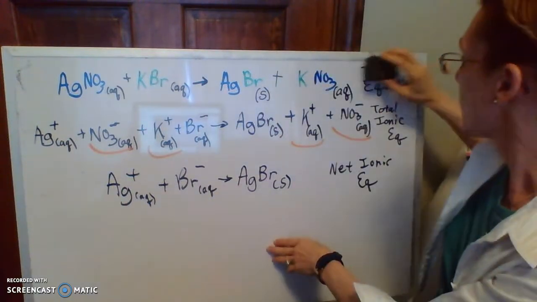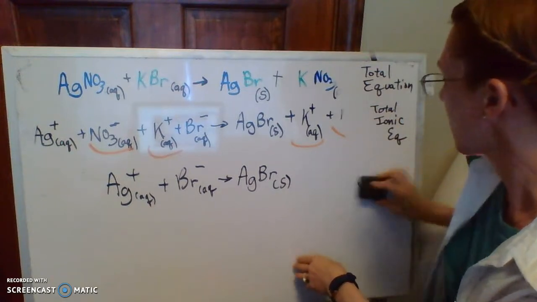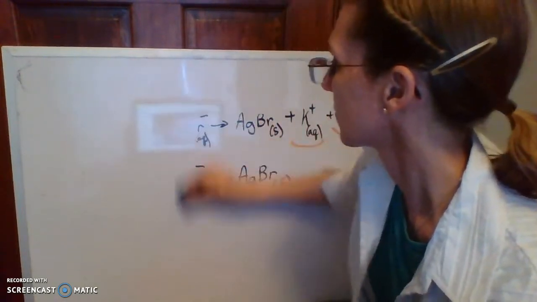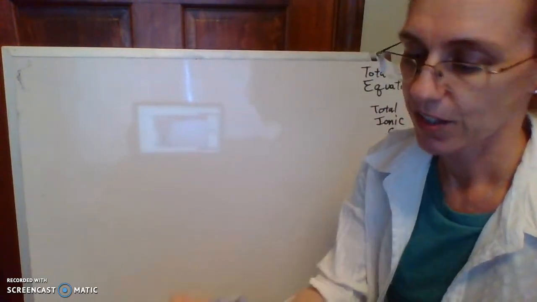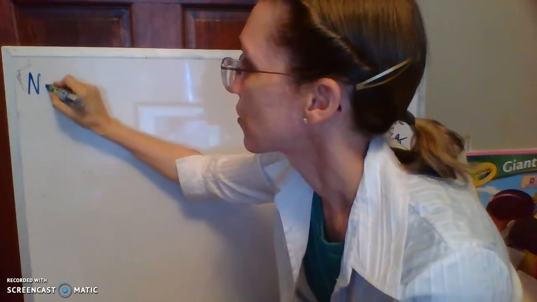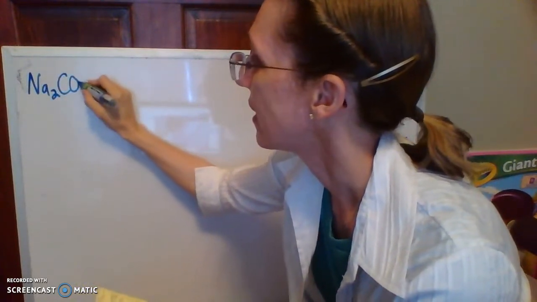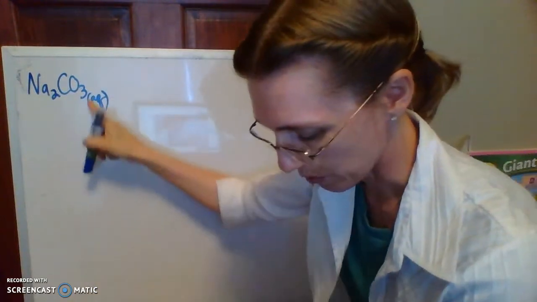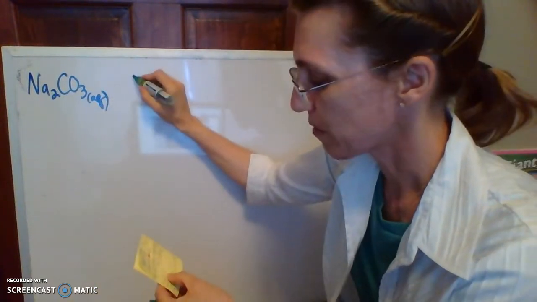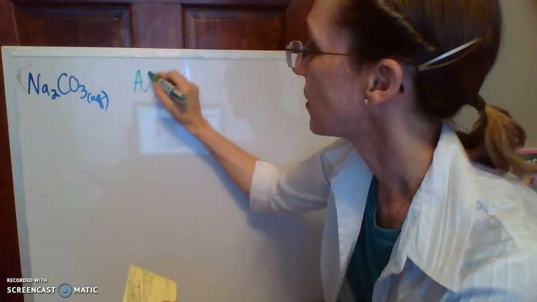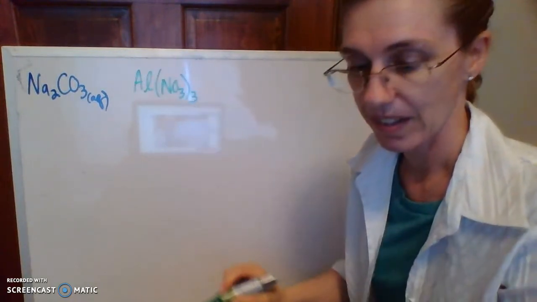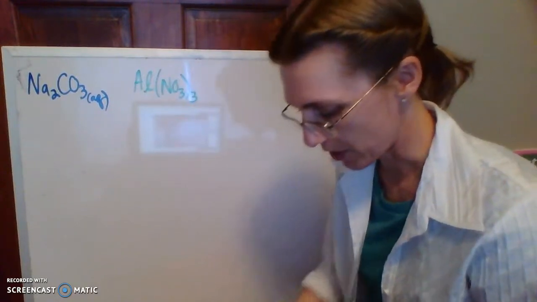Let's try another one where we have a little more stuff going on here. So that was fairly straightforward. Let's do this one. We've got sodium carbonate. We're told that it's soluble. We can figure out it's soluble because it's a sodium there. And we're going to mix it with aluminum nitrate. And those are the chemical formulas for each one of those.